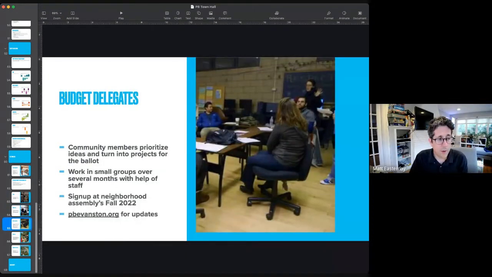And then in the winter and spring, the budget delegates, anyone can sign up to be a budget delegate. We'll develop those ideas into proposals that will go onto the ballot.